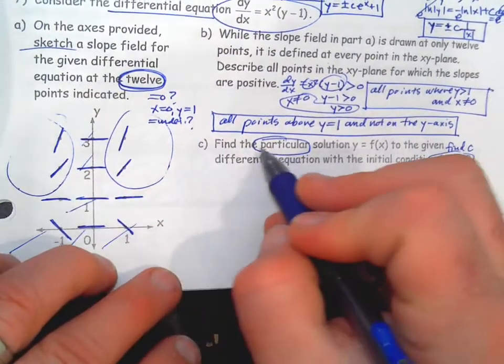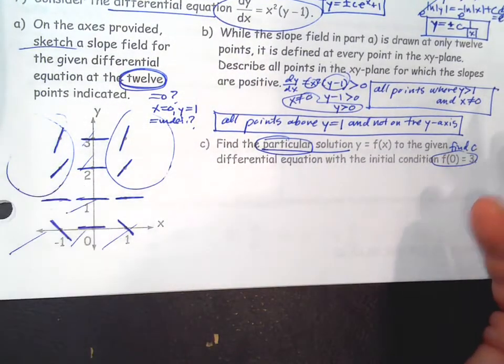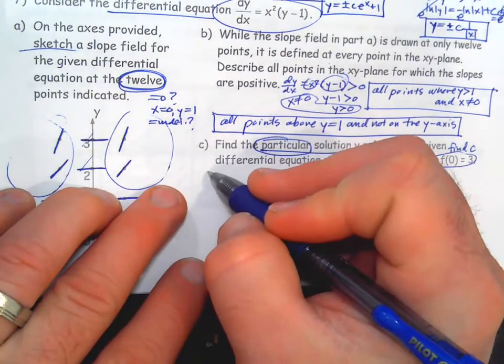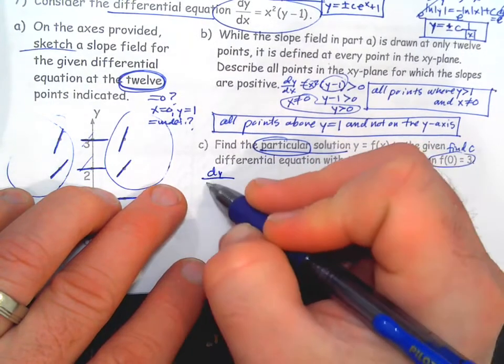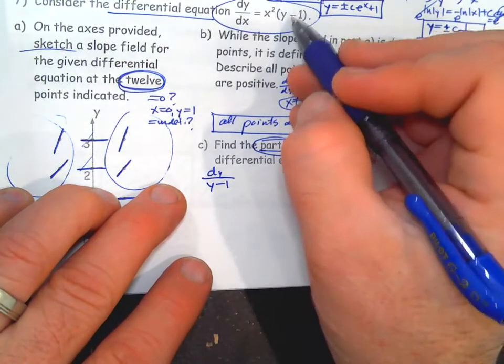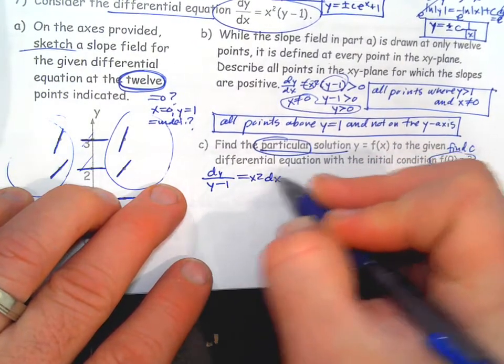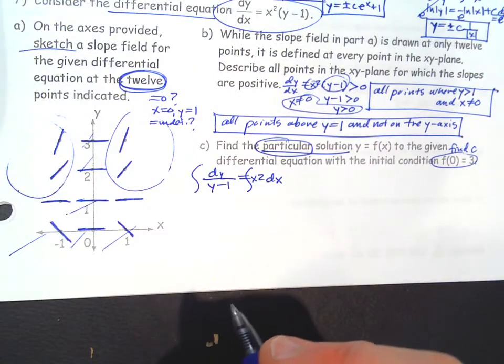Now it says find the particular solution. So that means we're going to solve the differential equation, actually find the c value. I'd find it right away. So we're going to separate the variables. So to separate the variables, we need to multiply or divide. So we're going to divide y minus 1 over here. You get x squared dx, multiply the dx by the other side. It's called separating the variables. That's usually worth like a point.